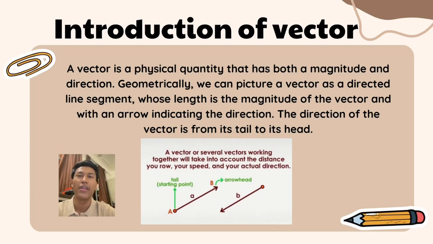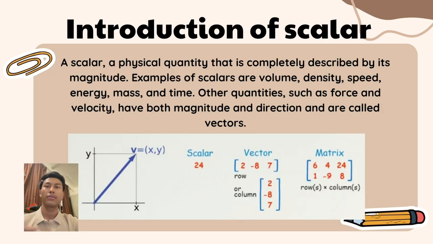Hi, I will give you an explanation about the introduction of vector. A vector is a physical quantity that has both a magnitude and direction. Geometrically, we can picture a vector as a directed line segment whose length is the magnitude of the vector, with an arrow indicating the direction. The direction of the vector is from its tail to its head.